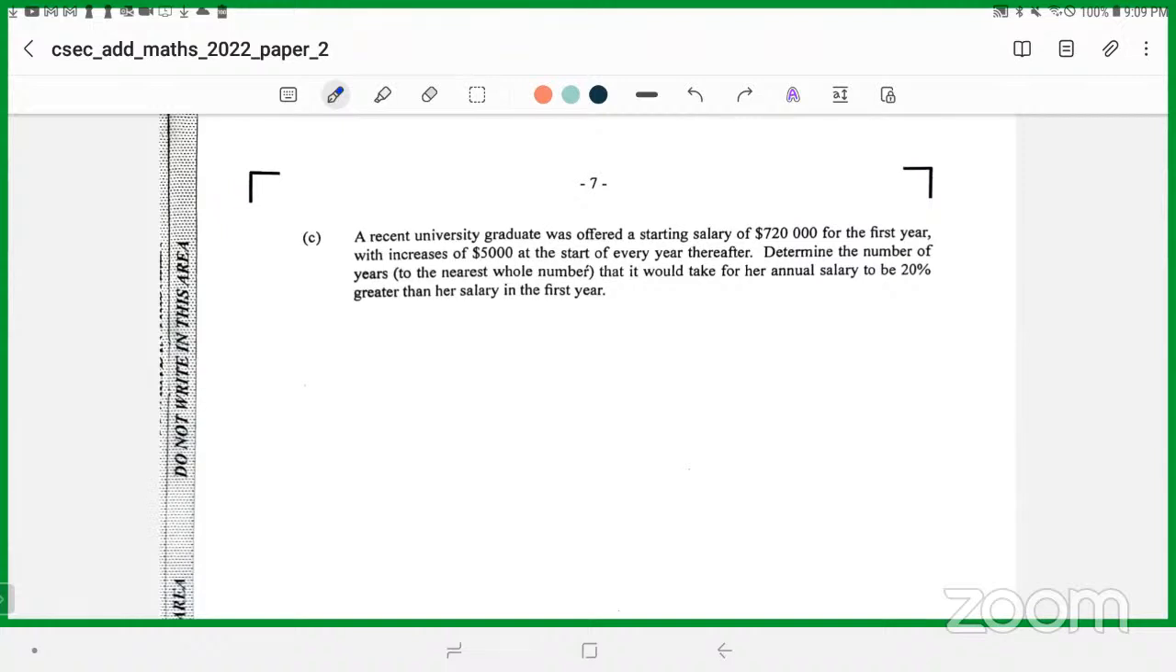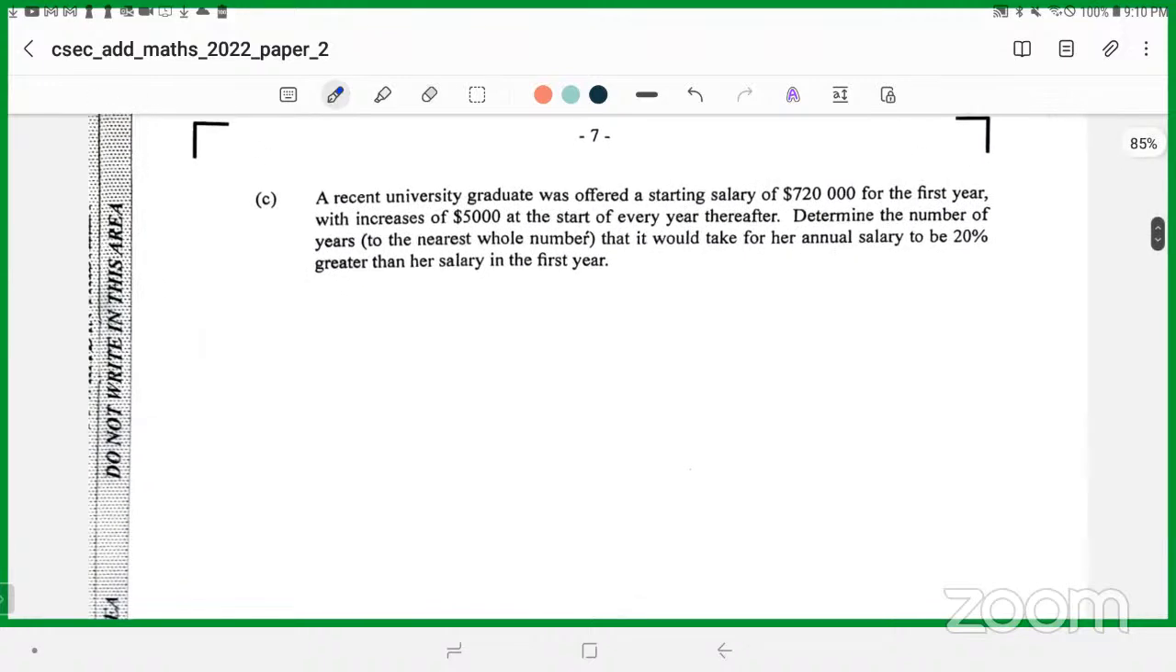Secondly, if it's an AP, you're trying to find your A and your D and your number of terms. Then you want to find out if they're asking you for a term number or a sum to a number of terms. If it's a GP, then you want to find your A and your R and your number of terms, and the same thing applies. All right, so let's see what they're asking.